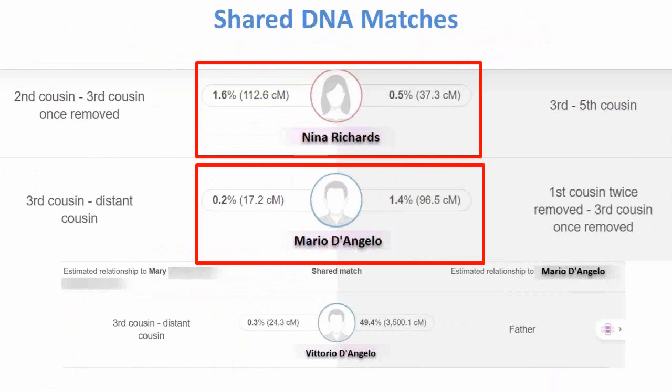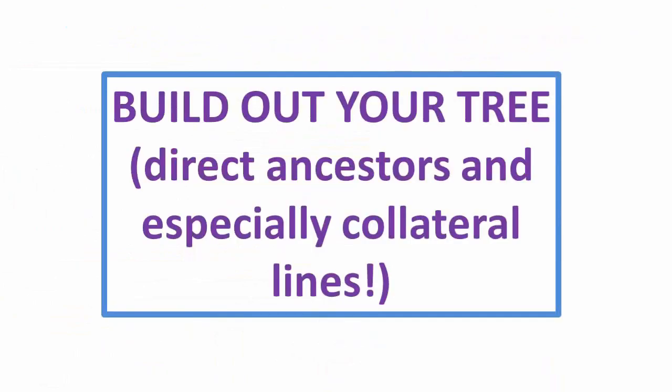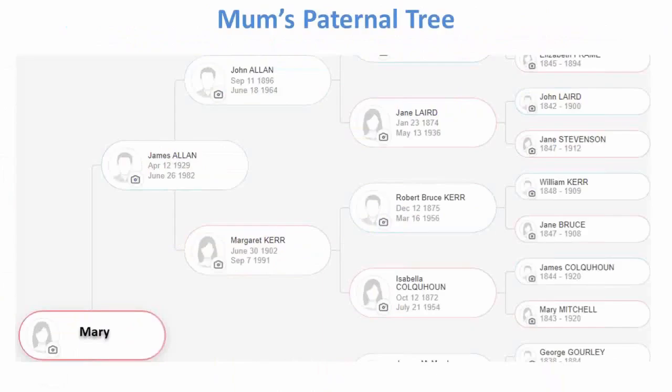Can I see anyone I've already identified? Is there anyone there I know who the common ancestors are with? And I do know that with Nina. Therefore, the common ancestors with her could well be the same common ancestors I need to be looking at for Odette. So build out your tree, as I said, direct ancestors and collateral lines.